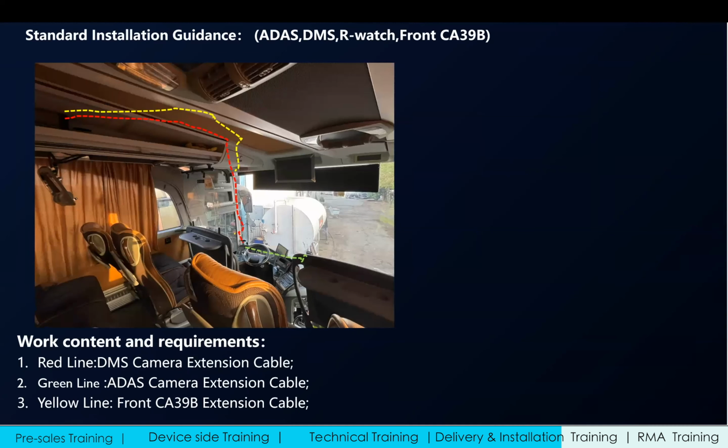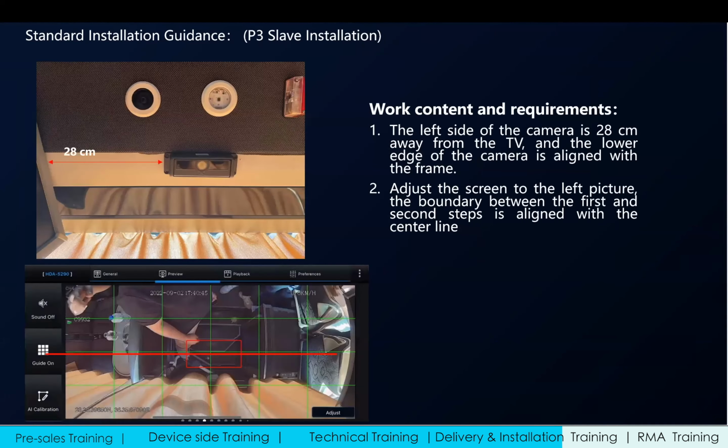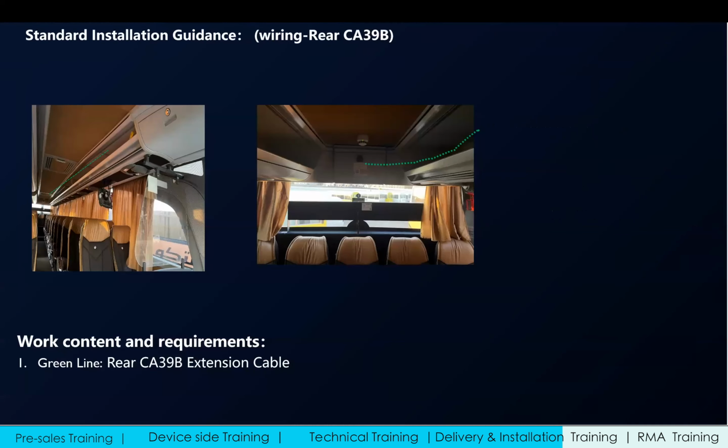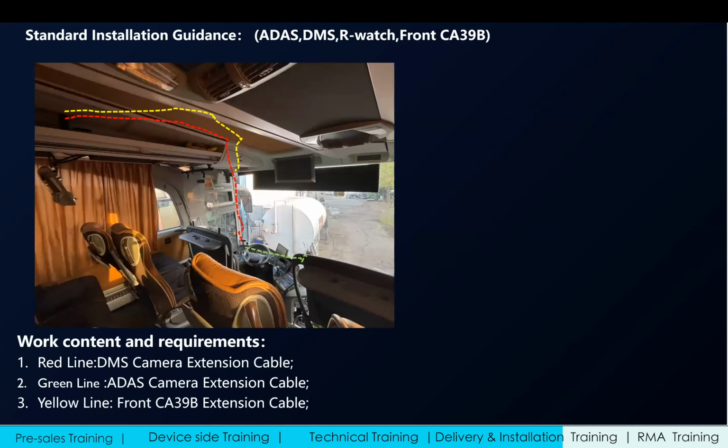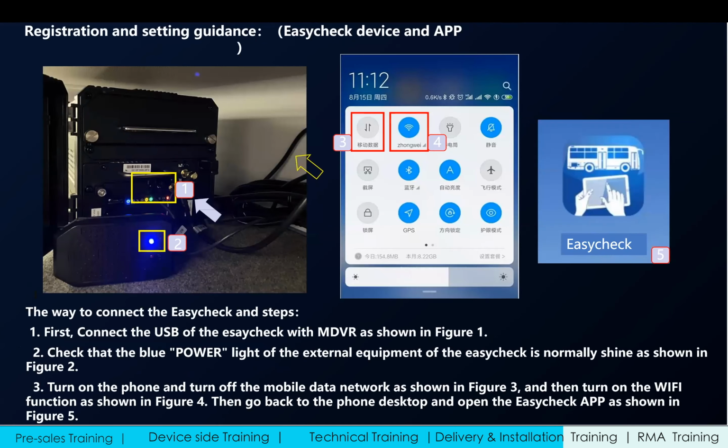So basically, the process is: prepare the installation tools, find the necessary power supply cable and the I/O cable, do the extension for the power and for the I/O cable, finish all the components installation and finish the connection. Then the installation part is done. After the installation, we need to adjust the angle and do the calibration. So the next part is the calibration guidance.